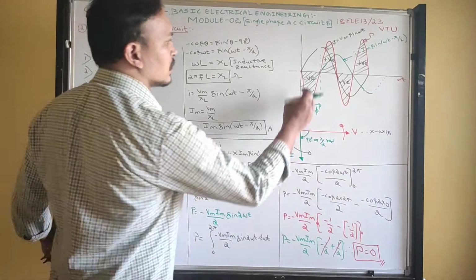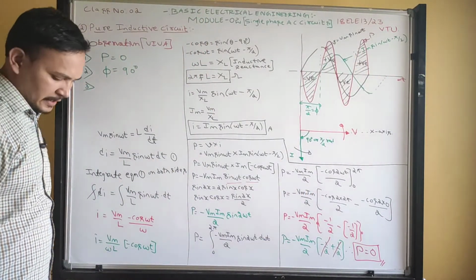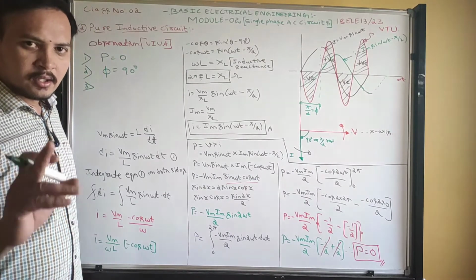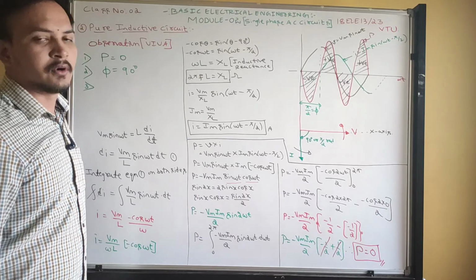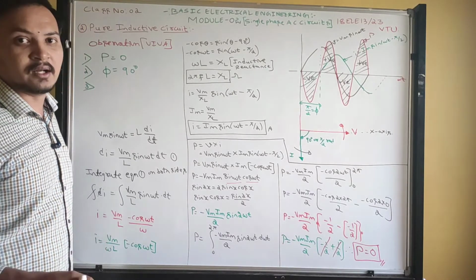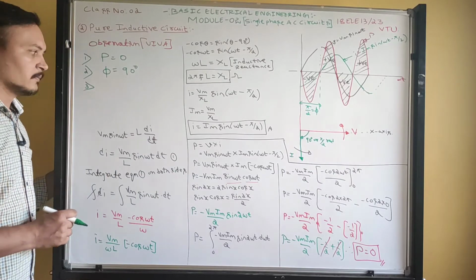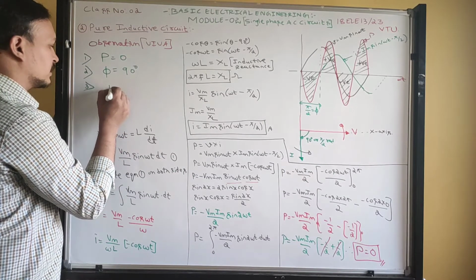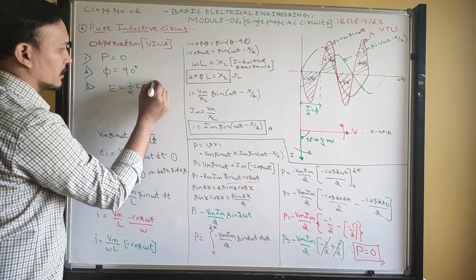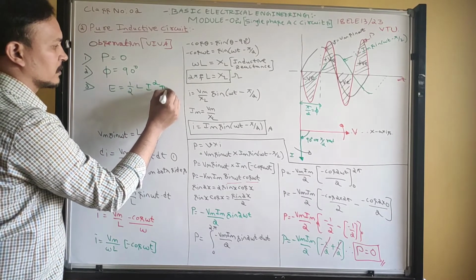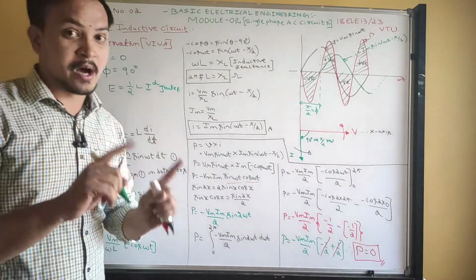See, nothing but power into time is called energy. The shaded portion indicates energy stored in the inductor in the form of magnetic field. That is E is equal to half Li square joules.